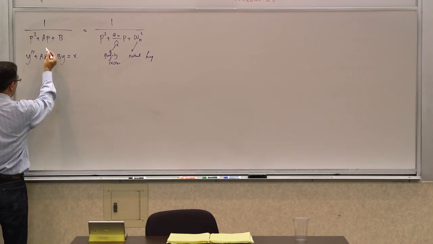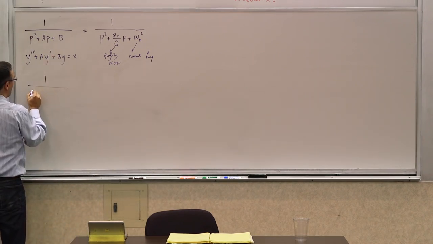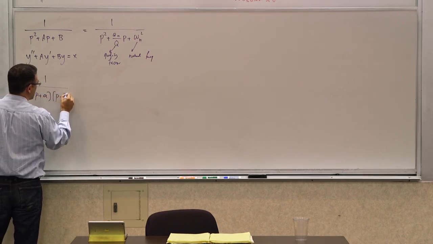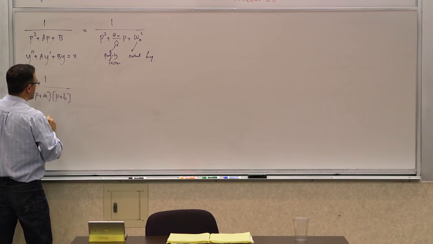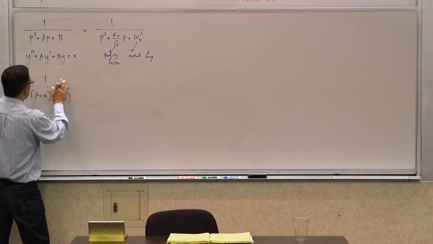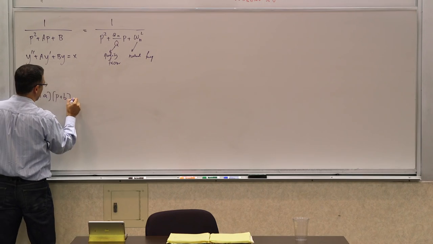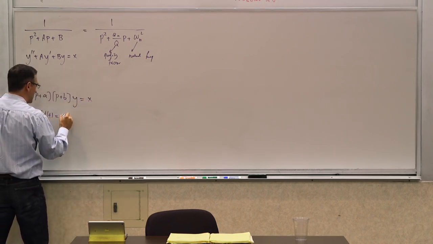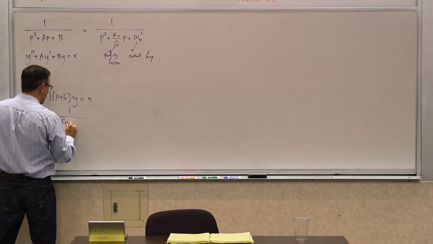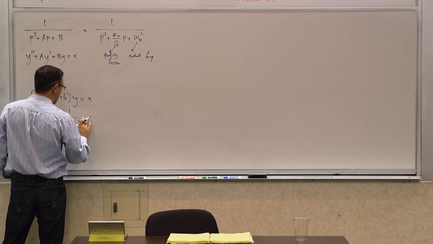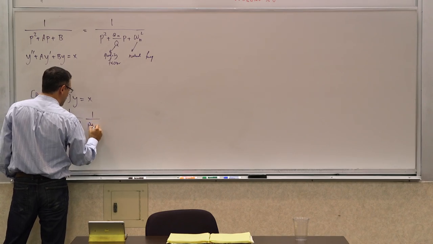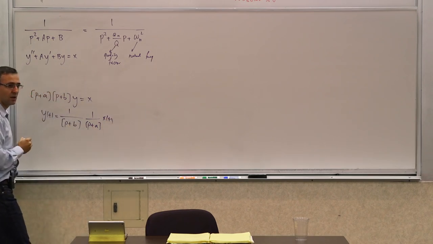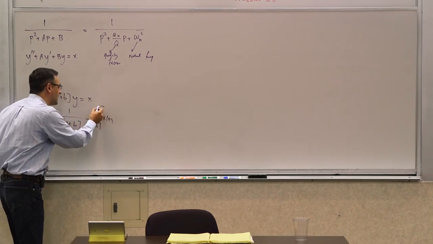So in general, then I can write this in the following form: 1 over p plus a, 1 over p plus b, as a product of 2 operators. So the inverse operator will be something like this. If I write the differential equation this way, then y of t would be the 2 inverse operators operating in succession. We did this last time, so I'm just doing it very quickly, right? This part of it we did last time. So now we know what this is.